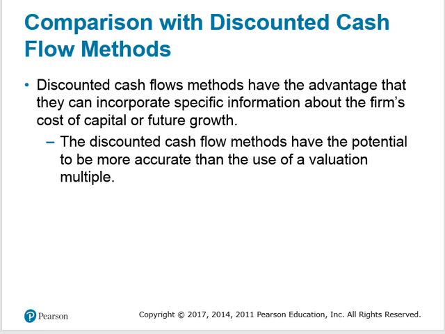So discounted cash flow methods have the advantage that they can incorporate specific information about cost of capital, future growth, and cash flows. So they have the potential of being more accurate than the use of the valuation multiples. Again, what we're searching for in the end, we're trying to find as many ways to look at value as we can, and then try to understand what influences those numbers. Because if you can influence the numbers within the model, you have the opportunity to increase the stock value.